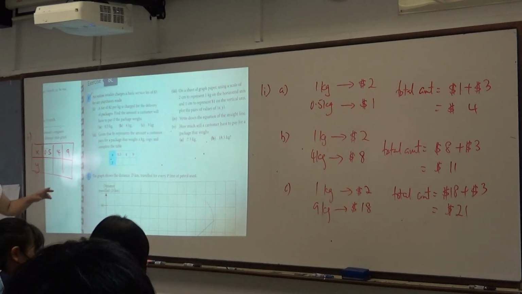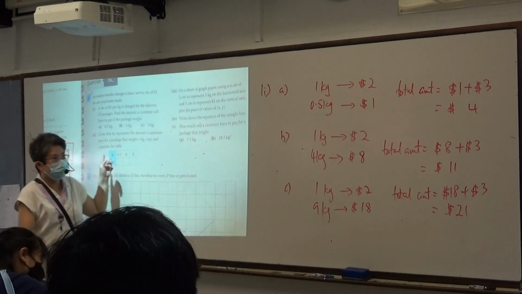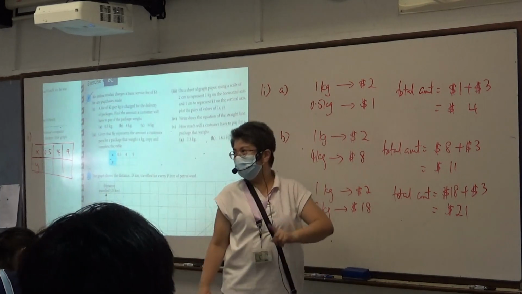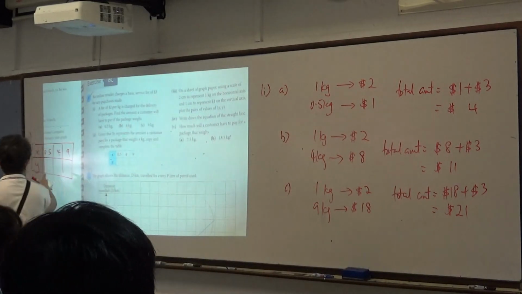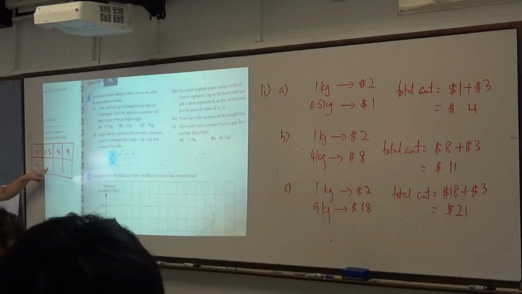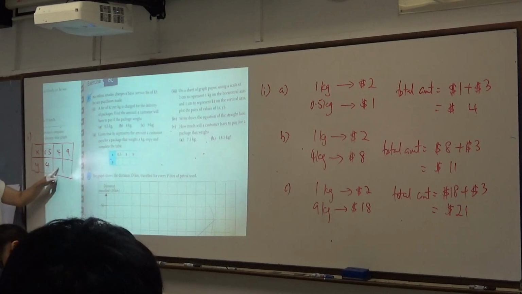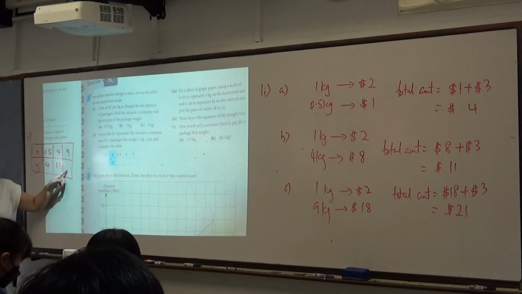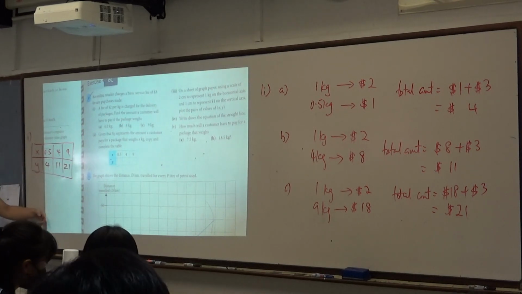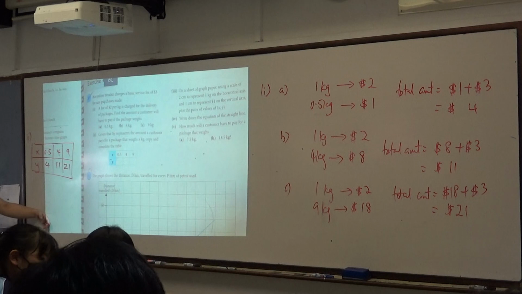Okay. Now, do you agree that this one corresponds to the answer here? Can see it? Now, how do I write the first one? What's the number here? 4. What's the number here? 11. Okay. What's the number here? 21. Are you okay with the table?